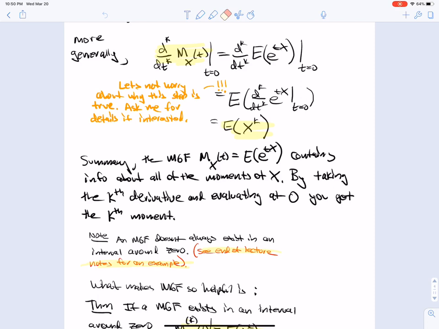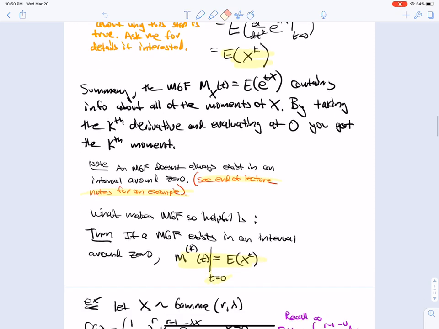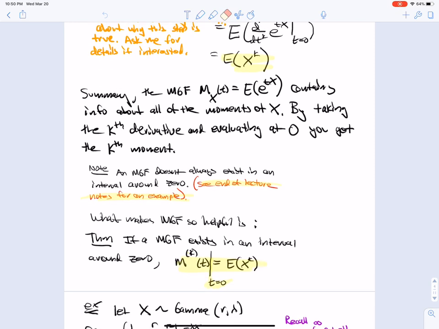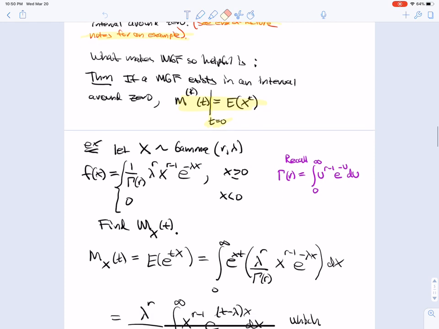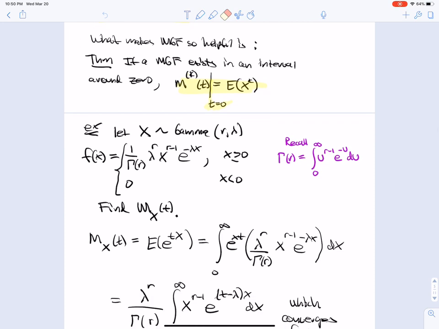You care about this because of the following theorem. If an MGF exists in an interval around 0, then the kth derivative at t equals 0 is the kth moment. So we need an open interval around 0 so we can take the derivative at 0. So then we did a non-trivial example of calculating the moment generating function for a gamma.